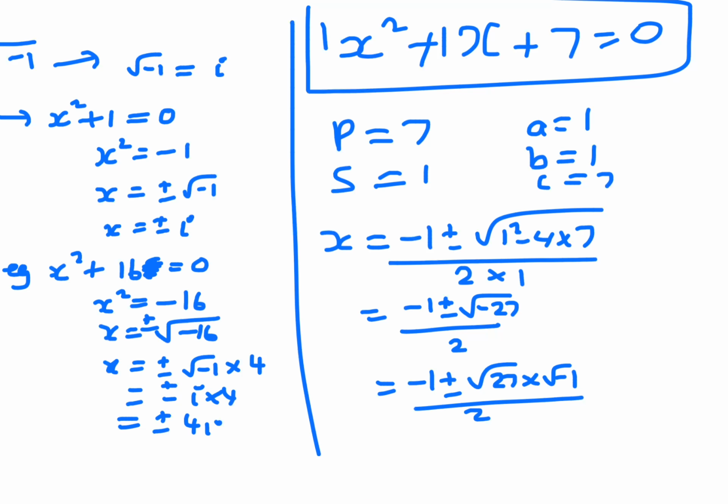And then just solving that now, that would be minus 1 plus or minus root 27, which is 3 root 3, root minus 1 is just i, over 2. So it just means minus 1 plus or minus 3 root 3 i, all over 2, as your solution.